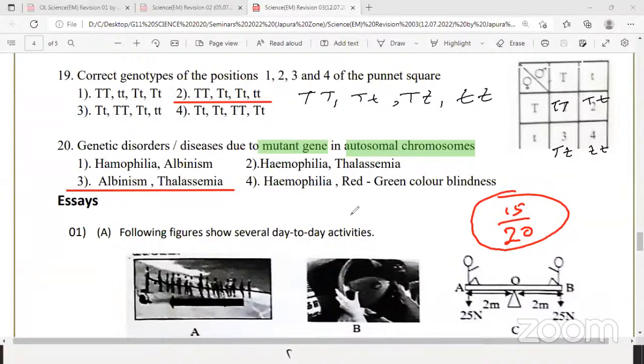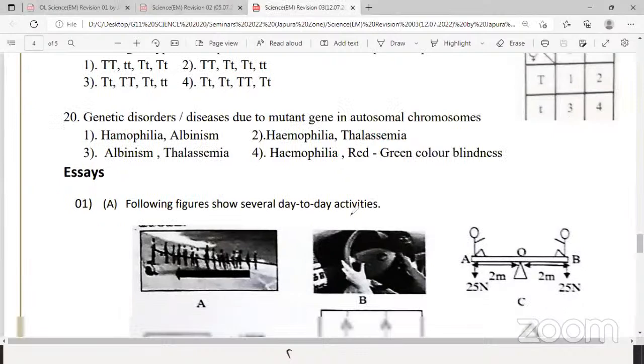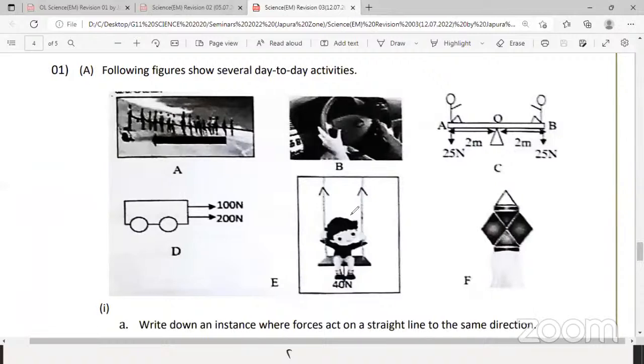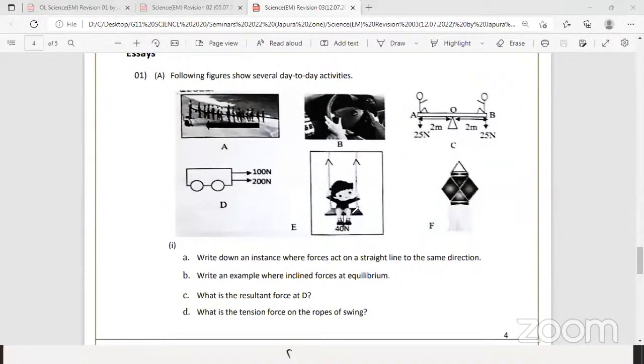Right. Now essay type questions. Look at the screen. First one: write down an instance where the forces act on a straight line in the same direction. That means same line of action and the same direction. Which figure? Any volunteers? Just a one letter answer. Himasha? Vihanga? D. Damya? A and D. Okay, A and D. Any other volunteers?